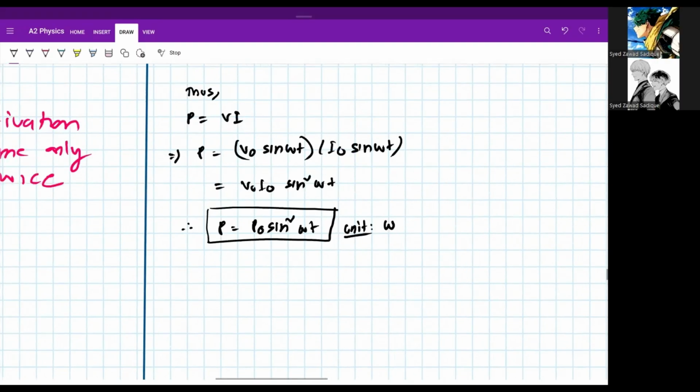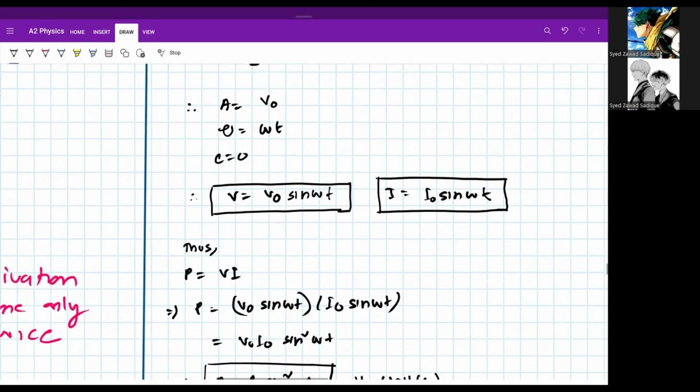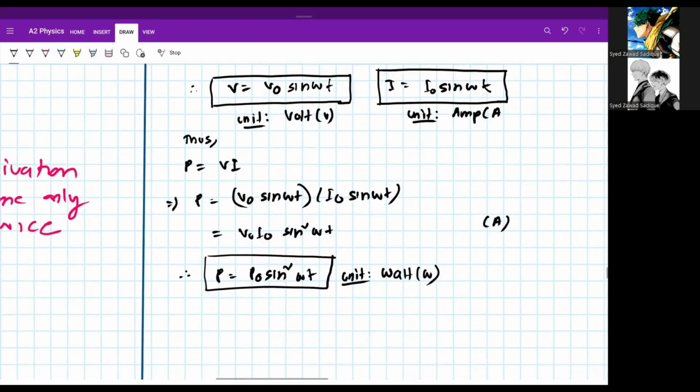Unit watt, unit volts, unit is amp. All right.